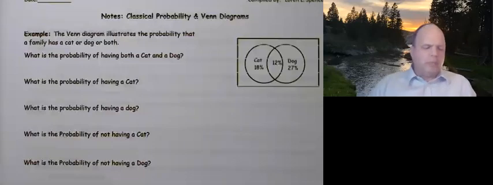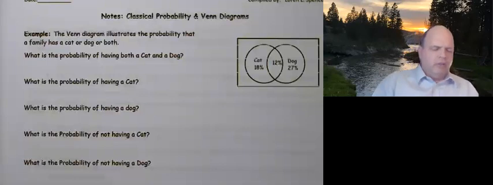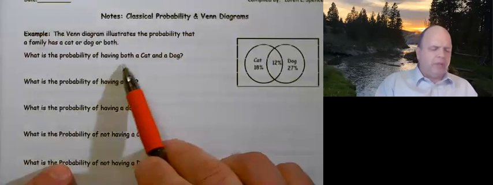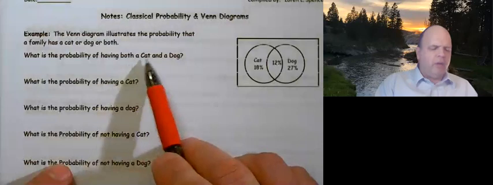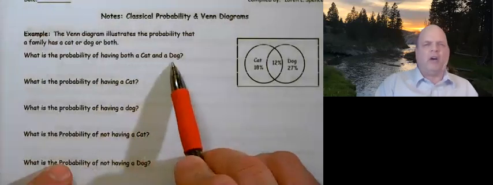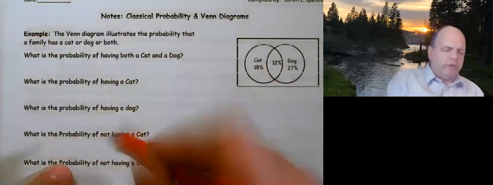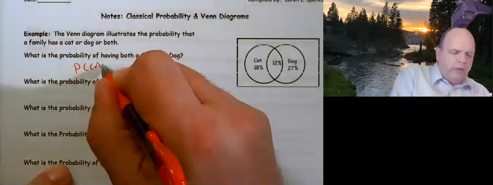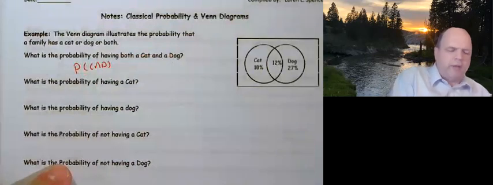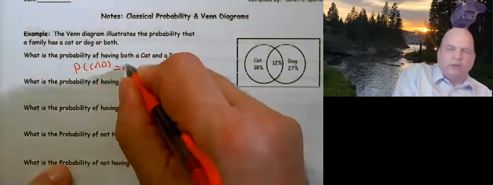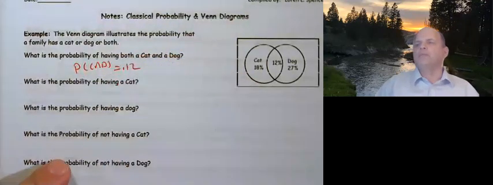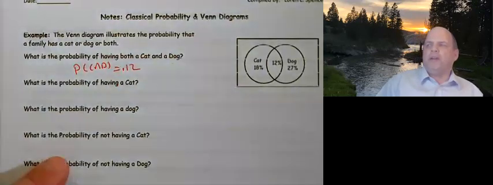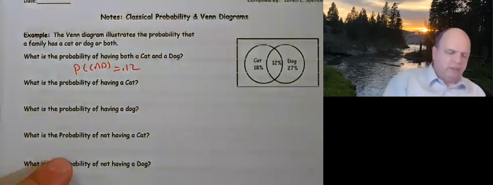Okay, classical probability in Venn diagrams. All right. So, what is the probability of having both a cat and a dog? In other words, I'm looking for the intersection. So, the probability of cat and dog, very famous TV show, probability of cat and dog is 0.12.